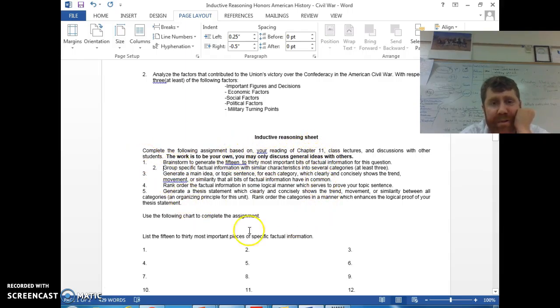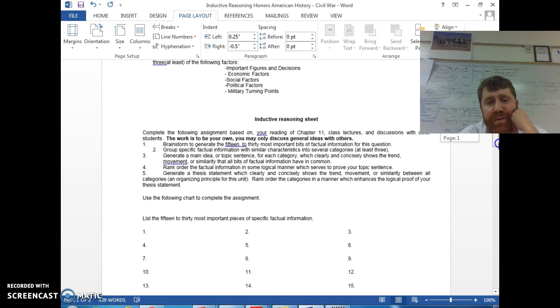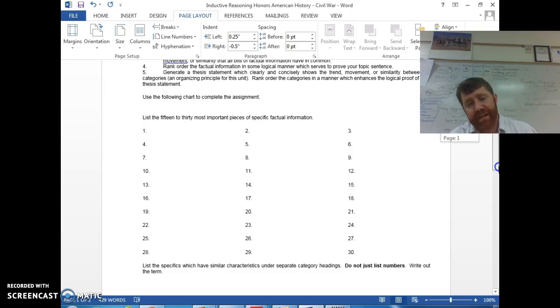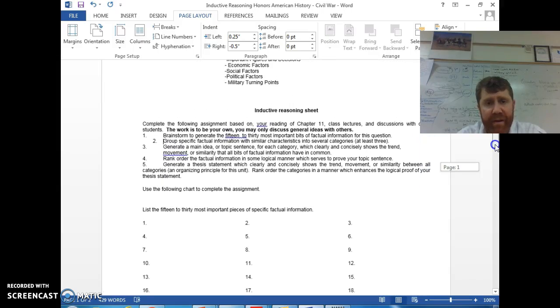First thing you want to do is you want to brainstorm to generate the 15 to 30 most important bits of specific factual information for this question. What facts can you use? And your final product, even if you're doing it on the class set, it should be on a separate sheet of notebook paper. I need this class set back, and it should look exactly like the handout that I've given you. So you need to label everything, you need to number everything accordingly. It should look almost like an exact replica, all right, with just information filled in.